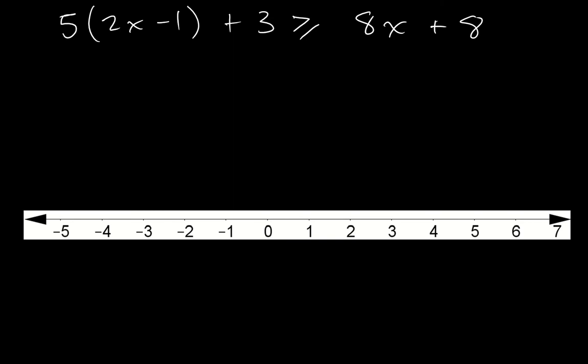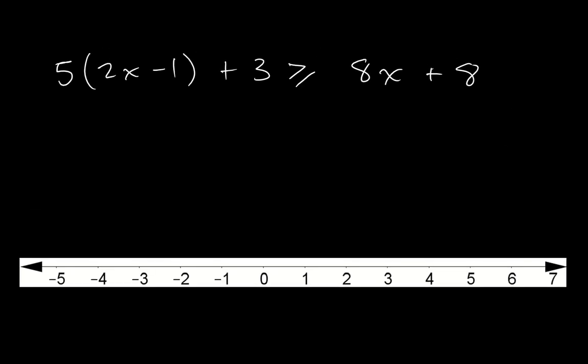So we've got a system here. The first thing I want us to do is set this aside, and instead of thinking about the inequality that I gave you, let's just make this an equation. We'll just make them equal. This allows me to find that boundary point, so we're going to identify where our boundary is. If I distribute the 5, we've got 10x minus 5 plus 3, which I can simplify to 10x minus 2.